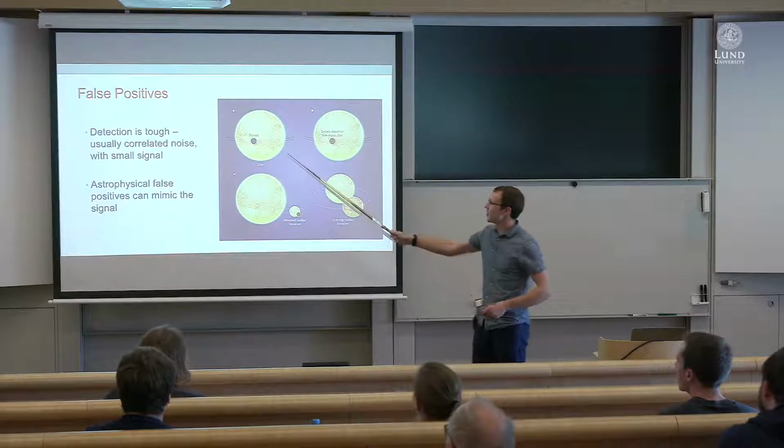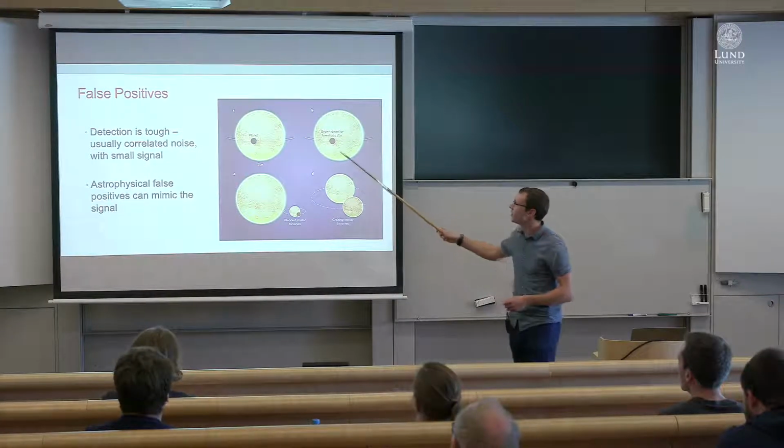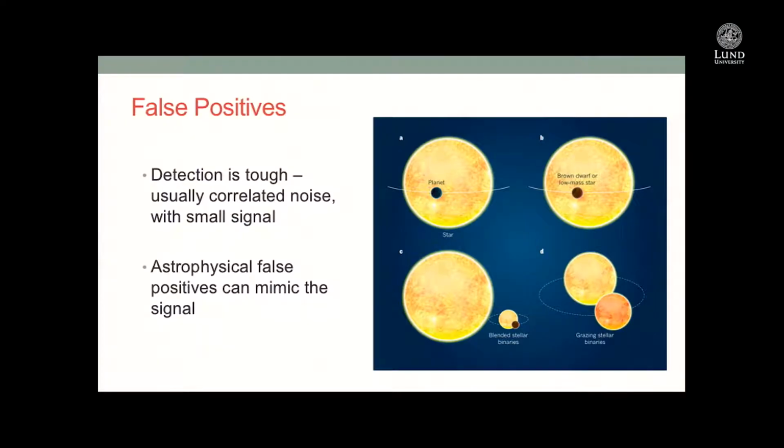So a planet orbiting a star, like here, shows this characteristic dip. However, a large planet is about the same size as a brown dwarf, which is a very low mass star. And so you get roughly the same signal. And there are other ways we can use to distinguish between the two, but it complicates the issue.